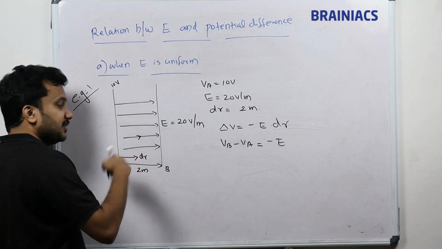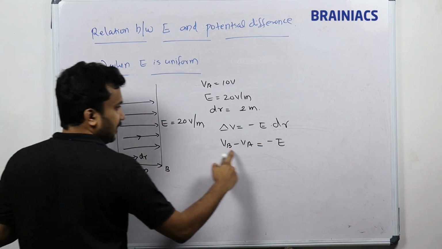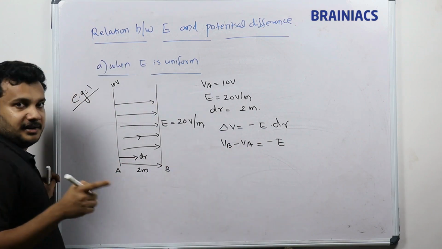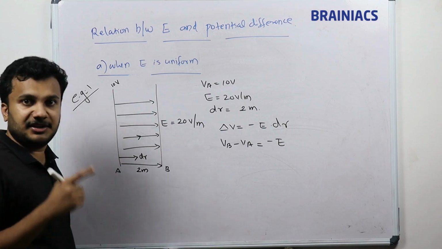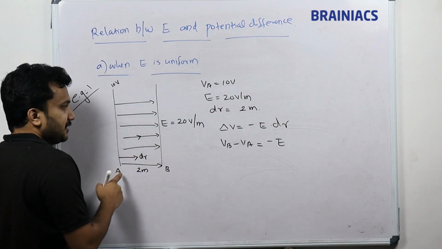So the potential difference is final minus initial. That's what we are writing, VB minus VA. Writing VB minus VA means VB is the final point, VA is the initial point. So final point minus initial point.